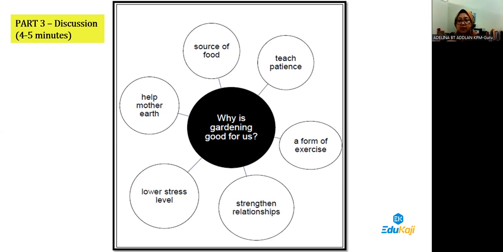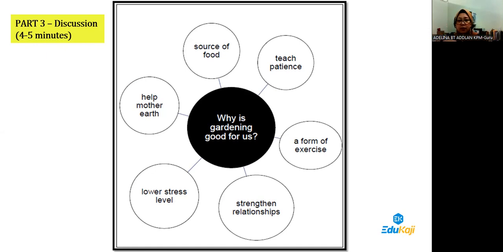A form of exercise, to relax our mind, to relax our body. When we squat down, when we plant something, it actually is a form of exercise. But if you feel that you cannot explain it as a form of exercise, then do not discuss it. Just ignore it. Okay. Strengthen relationship with who? If you are doing it with your family members, then strengthen relationship with family members.